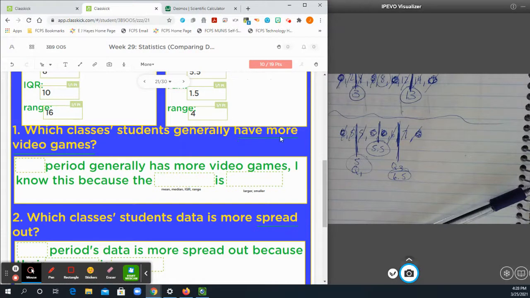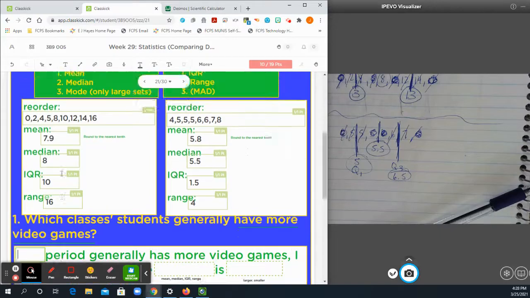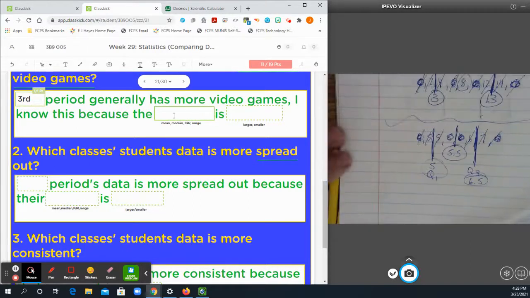Which classes students generally have more video games? Well, when we look at the mean and median, it says third hour does. See, if you go back up, third period. So third period generally has more video games. I know this because, and you have a couple options here because there are 2 measures of center that we found. We have mean, and we know they had more video games because the mean was larger. Now let's say I chose median. Median is larger. That's one way to do it.